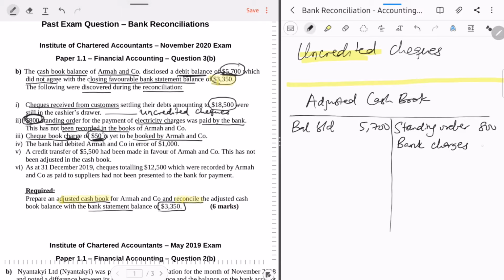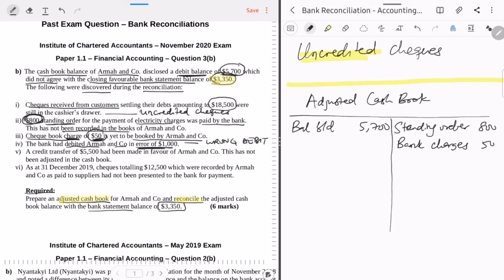Bank charges of what? $50. The next is what? The bank had debited AMA and Co. in error, of $1,000. So we call this one what? We call this a wrong debit. And it will feature on the bank reconciliation statement. I'll show you that shortly, don't worry.